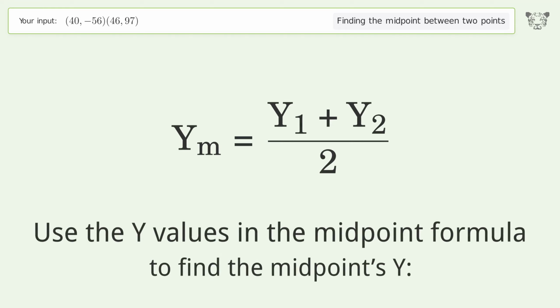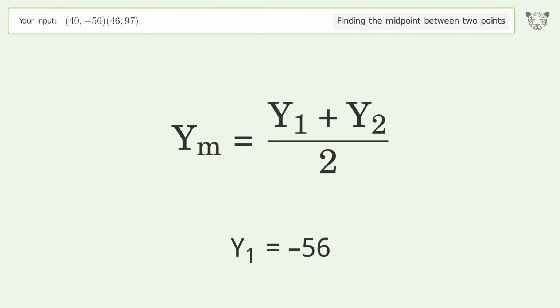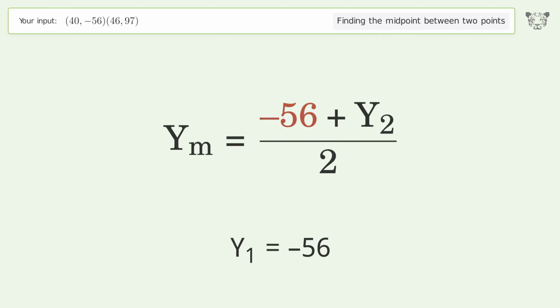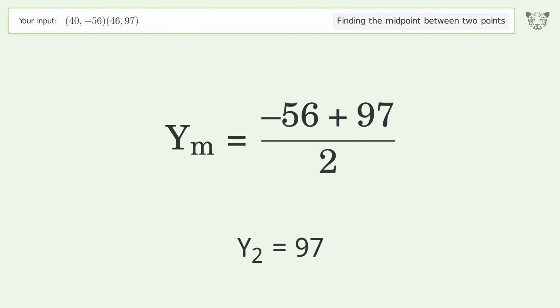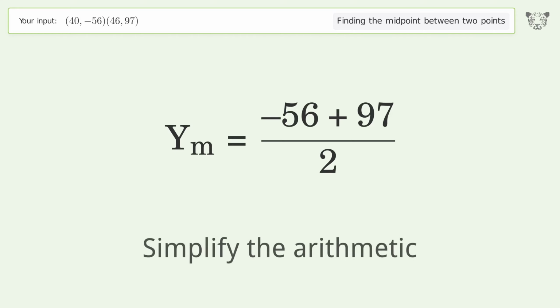Use the y values in the midpoint formula to find the midpoint's y. y1 equals negative 56. y2 equals 97. Simplify the arithmetic.